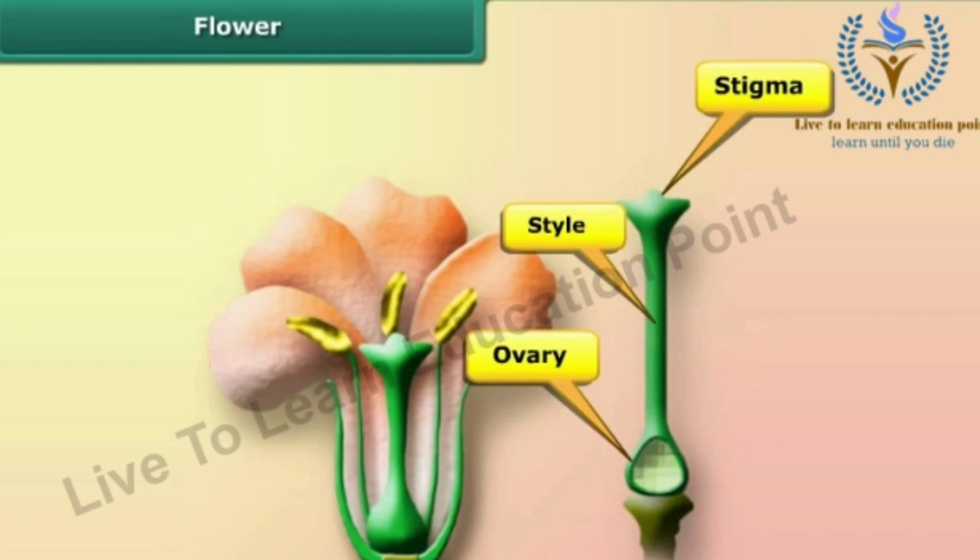It traps and holds the pollen. The style is a tube-like structure that holds up the stigma. The style leads down to the ovary that contains the ovules.